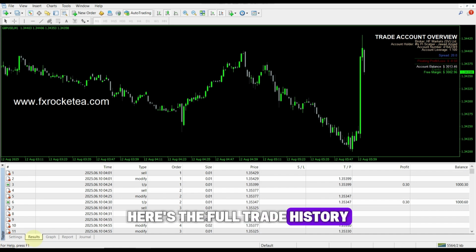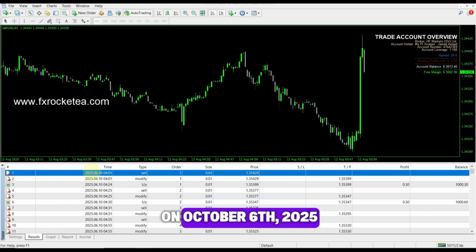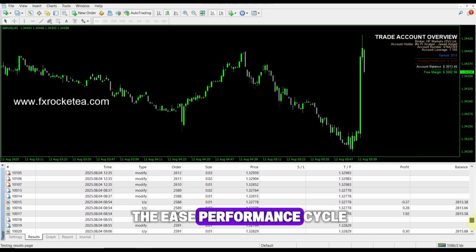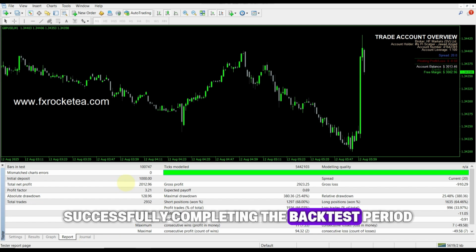Here's the full trade history, showing every position the EA opened during the test period. The first trade opened on the 6th of October 2025, marking the beginning of the EA's performance cycle. The last trade closed on the 8th of December 2025, successfully completing the backtest period.